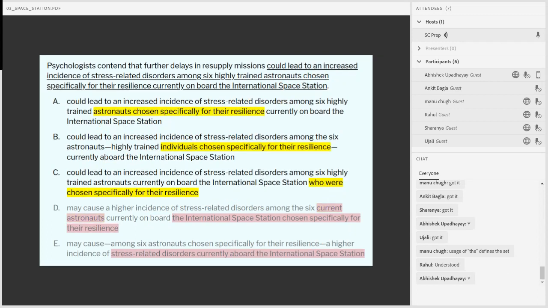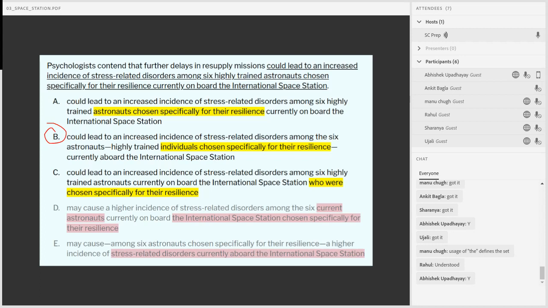Now, let's highlight that. So psychologists contend that further delays in resupply. So the correct answer here is B for Bravo. Let's read it. Further delays in resupply missions could lead to an increased incidence of stress-related disorders among the 6 astronauts. And now we have something called a non-restrictive modifier. A non-restrictive modifier, which some people call non-essential, means you are giving information about the entire set. You are not trying to describe some smaller set. You are saying everyone has this quality.